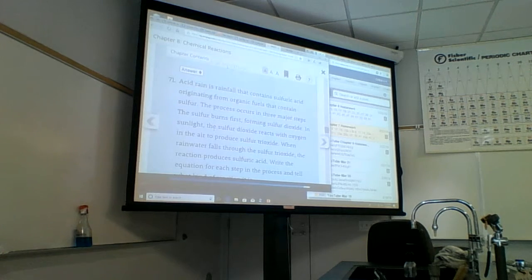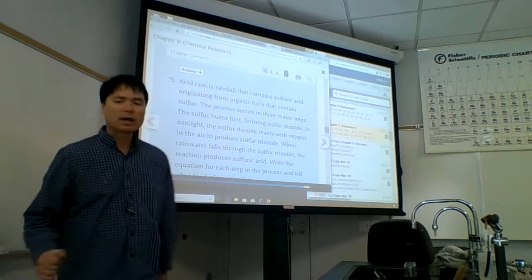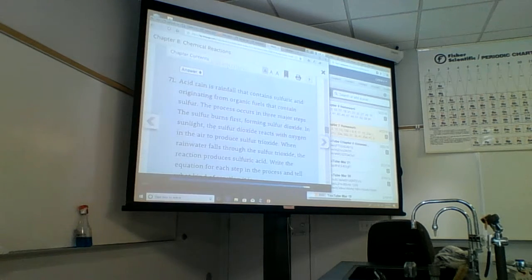71 is acid base, but I think in this acid base they tell you. So this is just more practice writing out the formulas and balancing. They tell you the reactants and they tell you the products, so you don't have to predict.